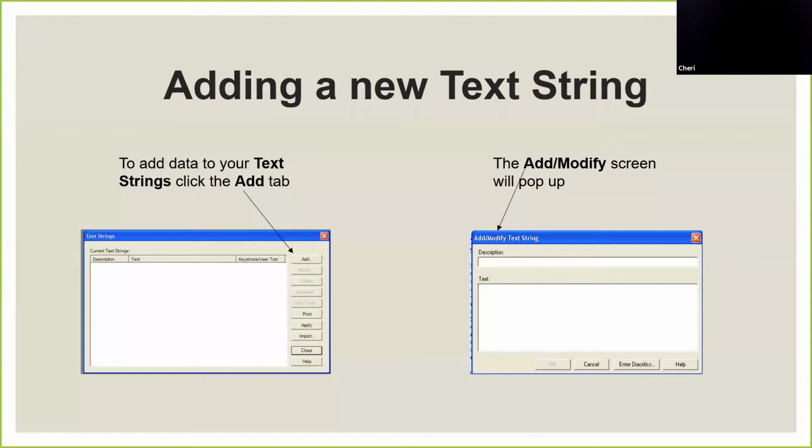When you open the text strings menu, you can add a new text string. To add the data you want in the text string, click on the Add button. A new window will appear, which is Add Modify Text Strings. This is where you will add the data you want in the text string.